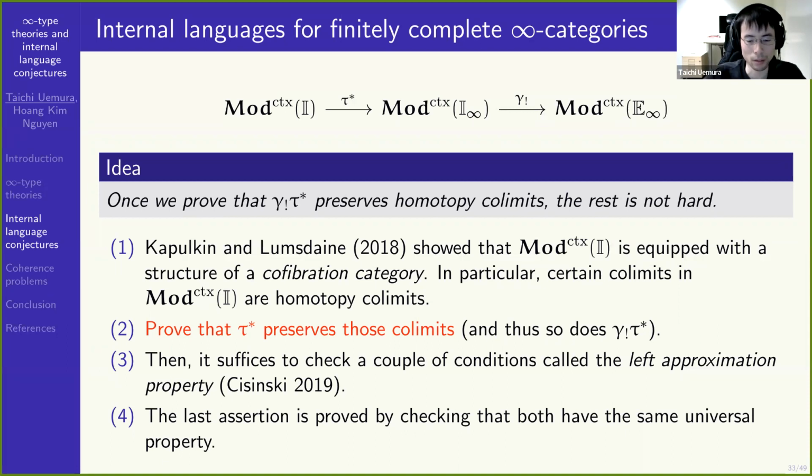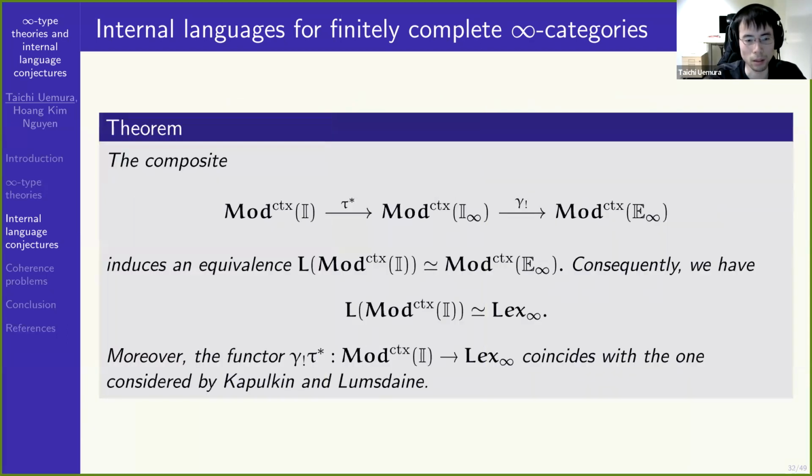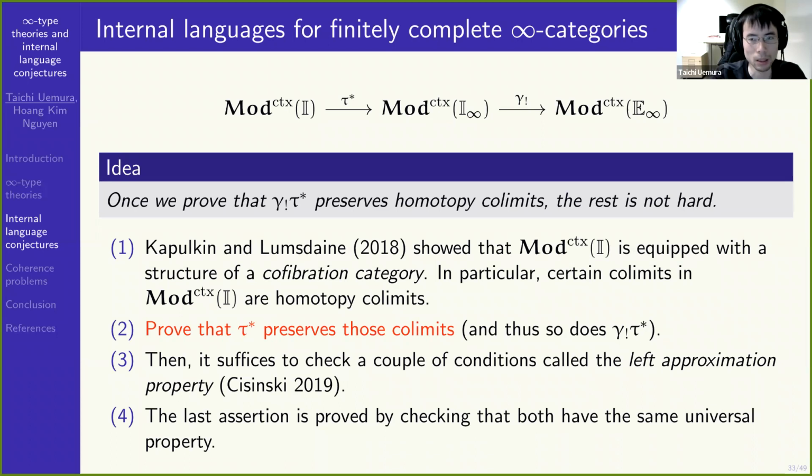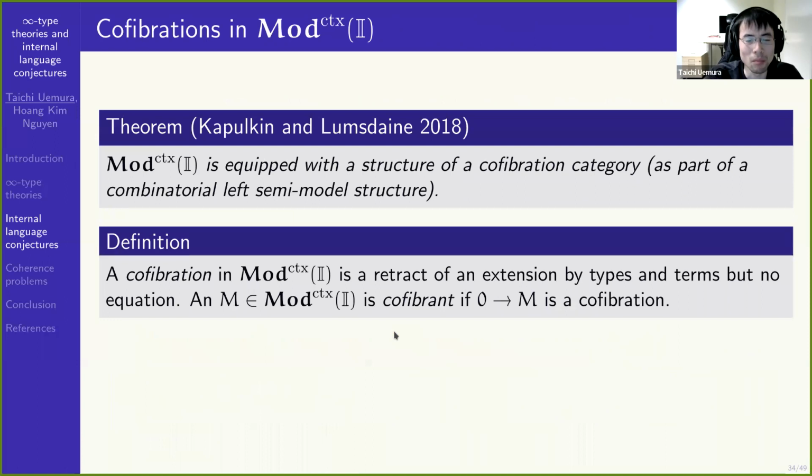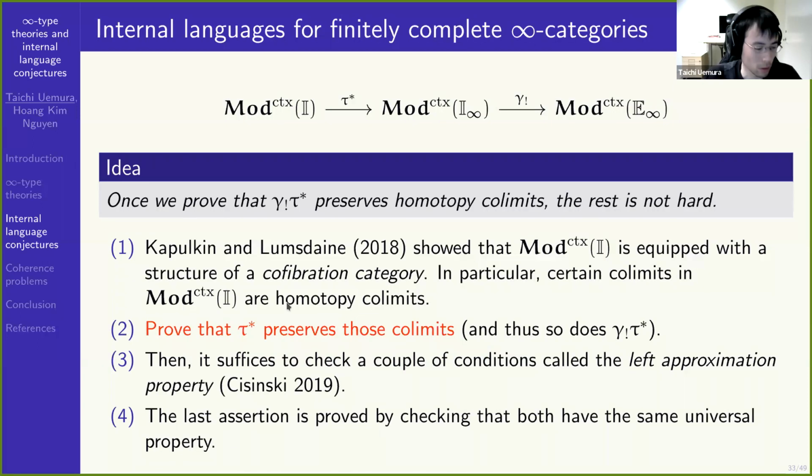And then the last assertion, namely that this functor is the same as Kapulkin and Lumsdaine's, is verified by showing that both functors have the same universal property. So in our proof, the second step, namely proving that tau star preserves some colimits, is the most difficult part. And in the rest of the talk, I will discuss how to prove this part.